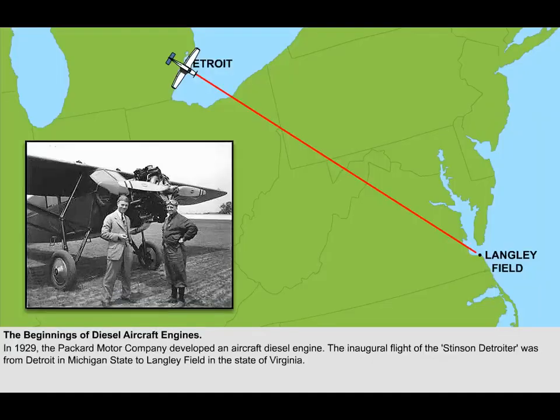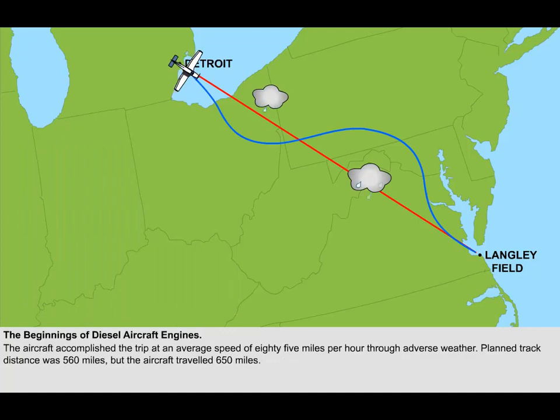As early as 1929, the Packard Motor Company of America developed a diesel engine especially intended to power an aircraft. The inaugural flight of the aircraft engine combination, called the Stinson Detroiter, shown here, was from Detroit in Michigan State to Langley Field in the state of Virginia. The aircraft accomplished the trip at an average speed of 85 miles an hour through adverse weather.